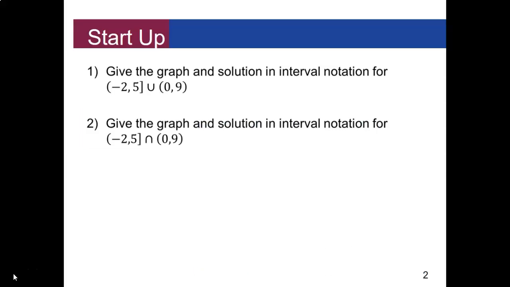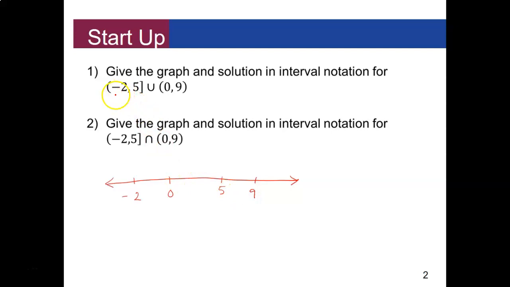Okay, if we look at this first one here, we've got the union. With the union, what I would suggest doing is, hopefully you can draw a line straighter than I have, but go in and mark these off. So we're going to have -2, and then we'll have 0, and then 5, and then 9.